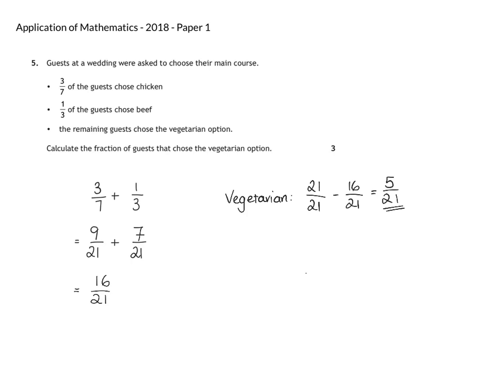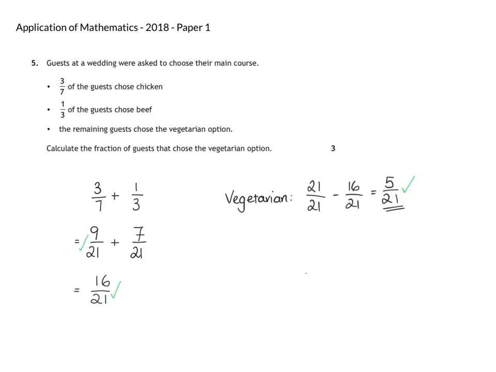So for our marks for this question, out of 3, we get 1 mark for knowing that to add fractions we need a common denominator, so showing that you've got some valid way of doing a common denominator, whether it's 21 or any multiple further. For mark 2, it's for getting to the 16/21, and then our last mark is for the 5/21.